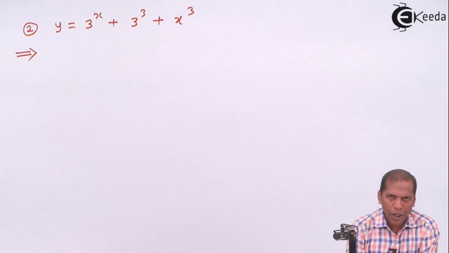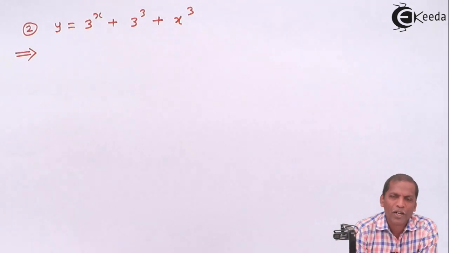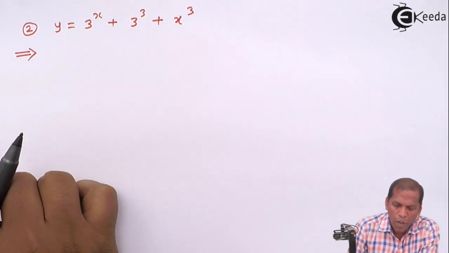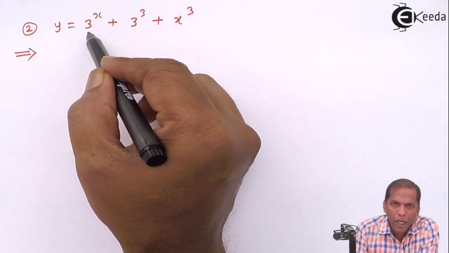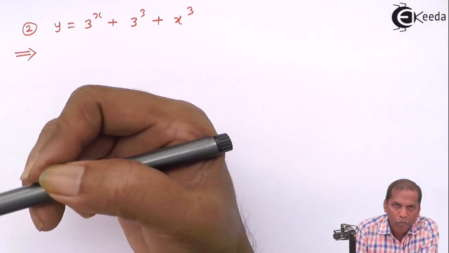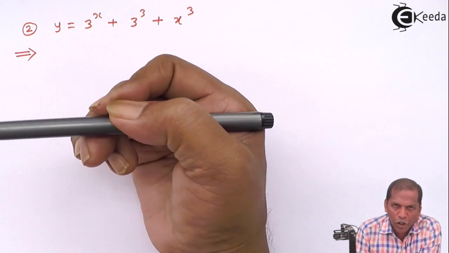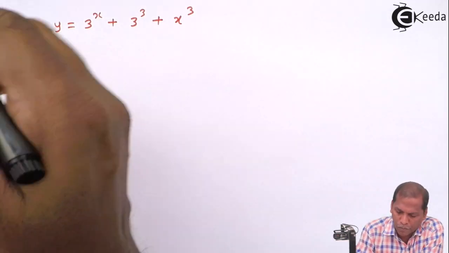Hello friends, now we see the problem number 2, which is also based on rules of differentiation of chapter differentiation. The problem number 2 is y equal to 3 raised x plus 3 raised 3 plus x raised 3. And for this function, we have to find dy by dx. Now let's see the solution.